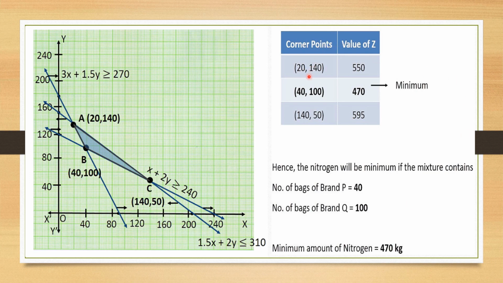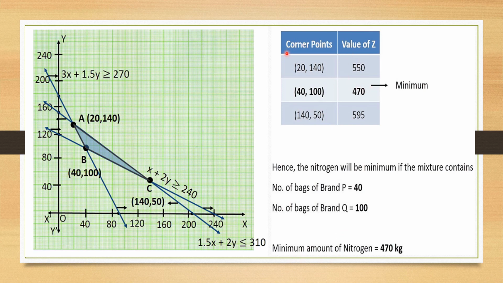Using the corner point method, we get the value of z as 550 for this point, for 40, 100 it is 470, and for 140, 50 it is 595. Okay, so the number of bags of brand P are 40 and of brand Q are 100, and the minimum amount of nitrogen is 470 kg.